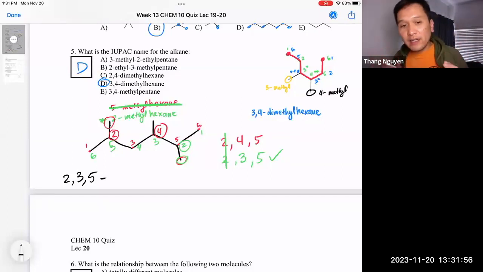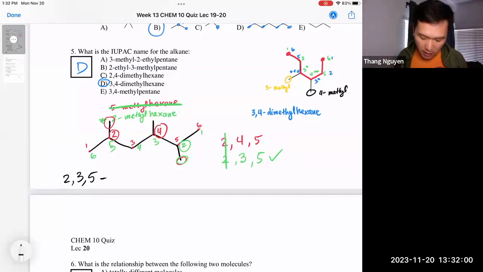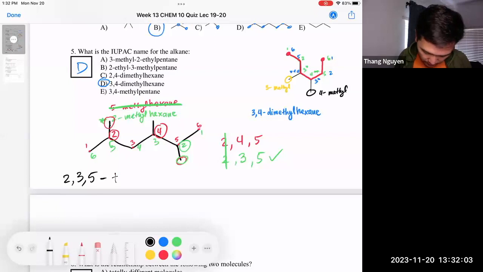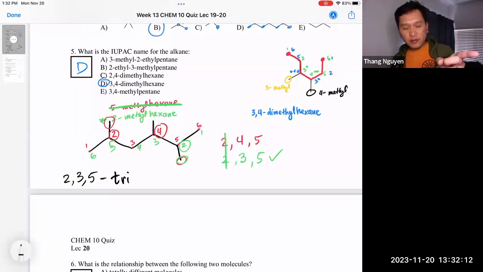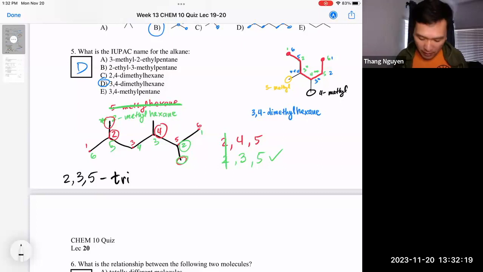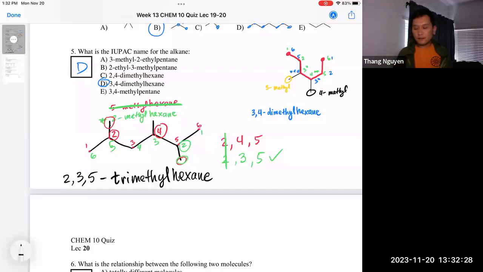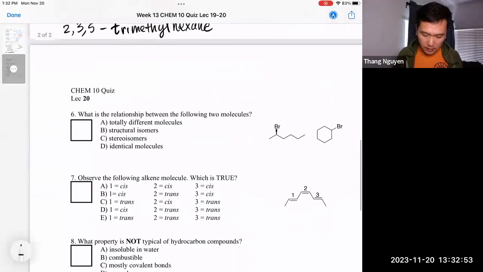But if they are identical, then we need a prefix telling us how many they are. It's a little bit redundant, but it's to make sure that the structure is right. Because if you give me 3 numbers, I know there's 3 of them. I know it's redundant, but we're just going to do it anyway. Trimethyl. And then lastly, the parent chain is still hexane. How's that? Any questions? Let's continue.